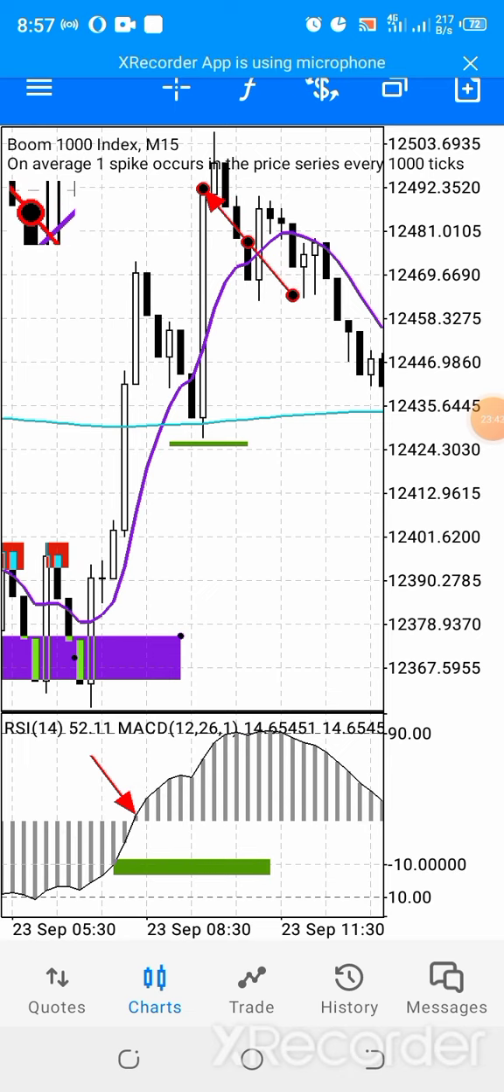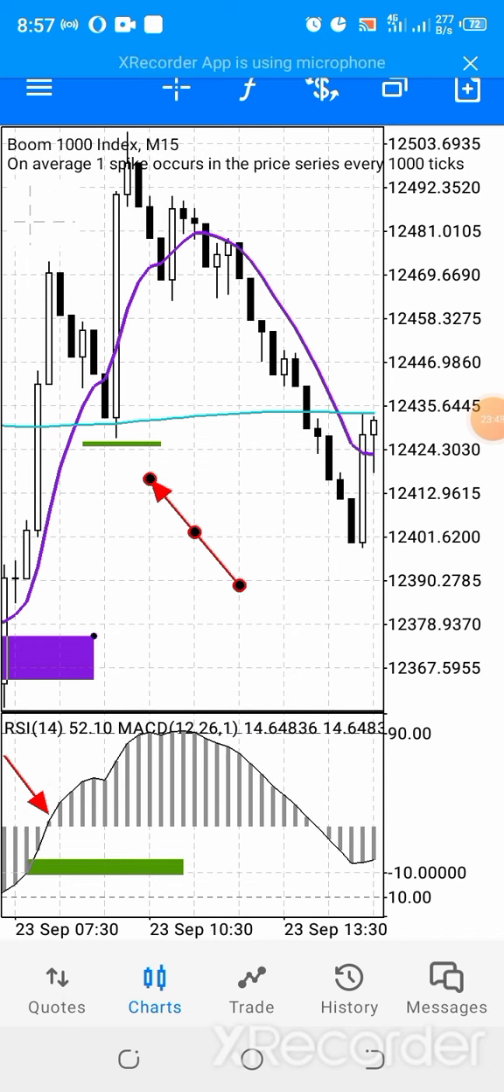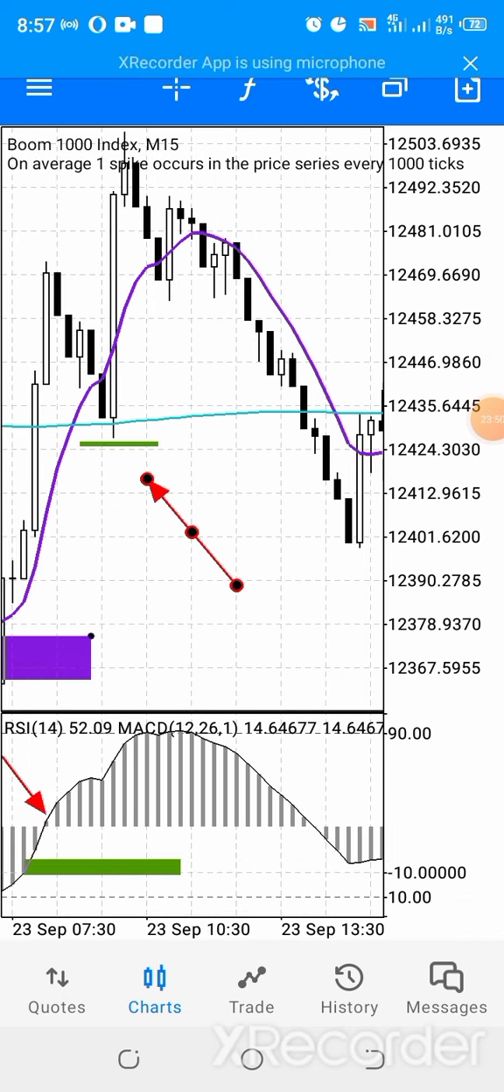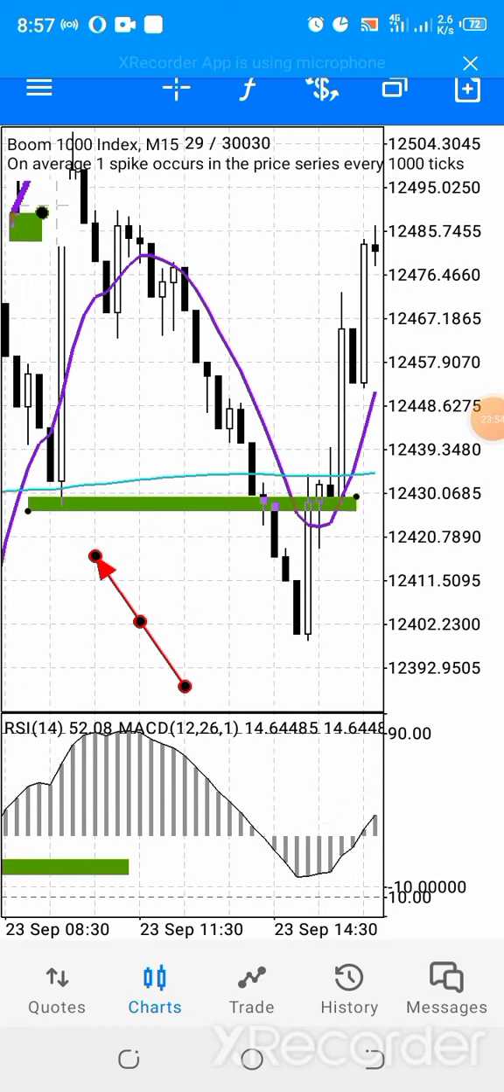It didn't go far. It stopped and started coming back, and you would have been stopped out of the trade by now. Look at it. You would have been stopped out of this trade by now. You would have lost a whole lot. So you can see the pros and cons of trading this strategy.